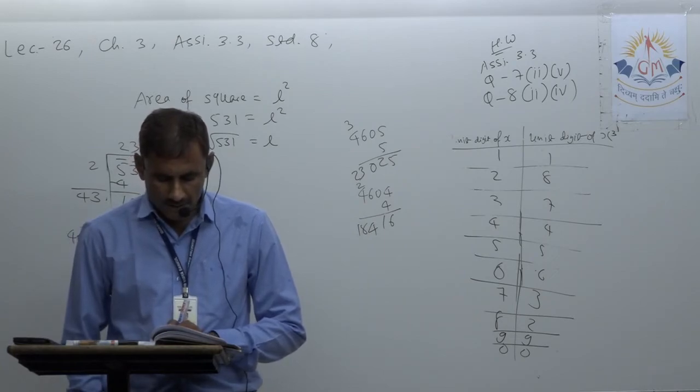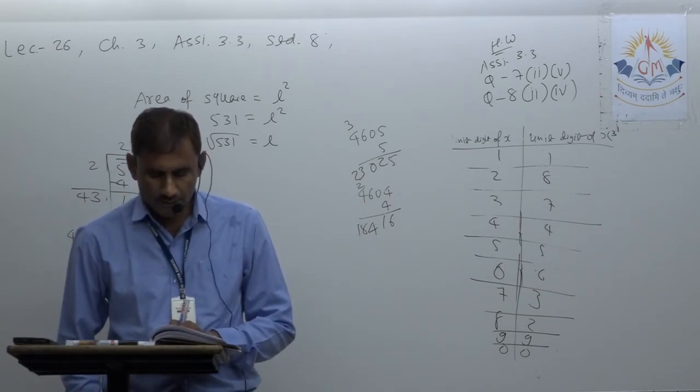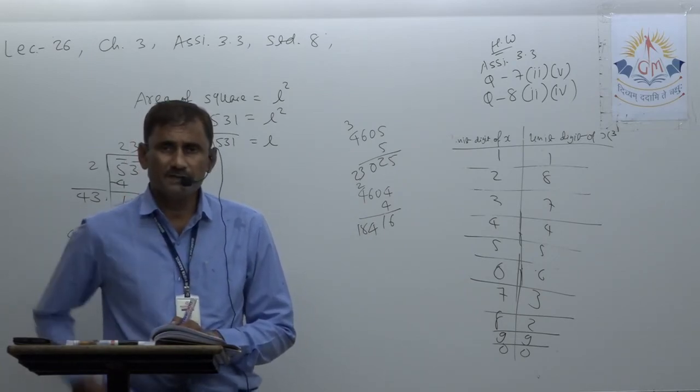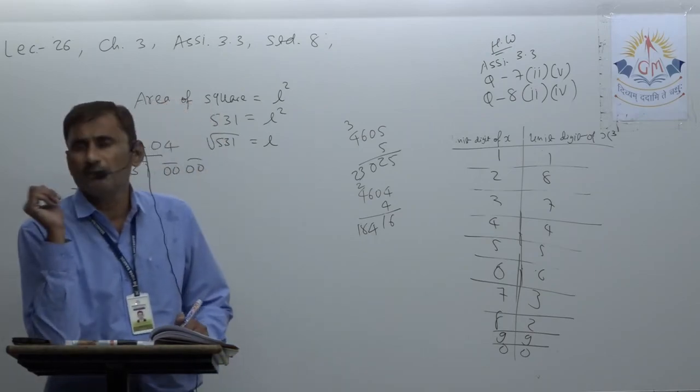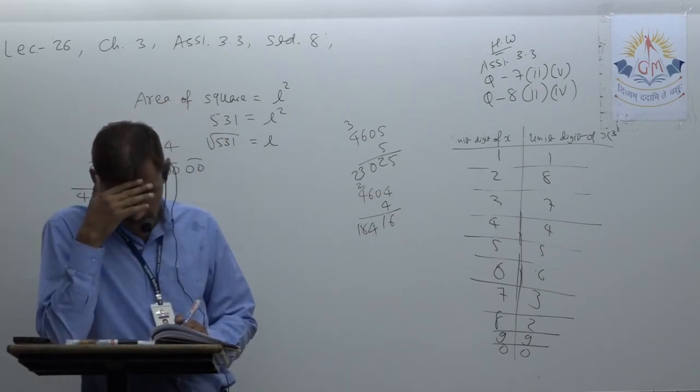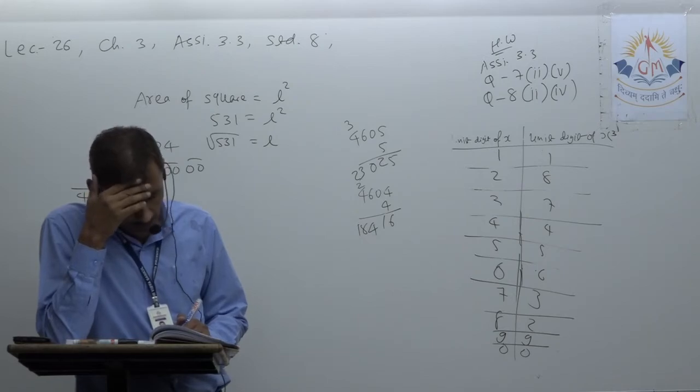For any number a by b, we get (a/b) whole cube is equal to a cube by b cube. It is a very simple property of powers and exponents. You can see here. Okay, property number 6.